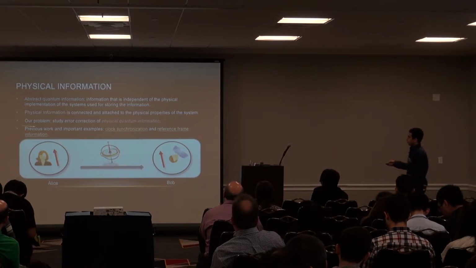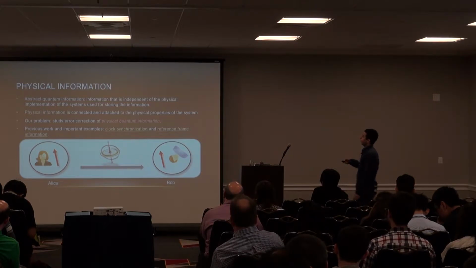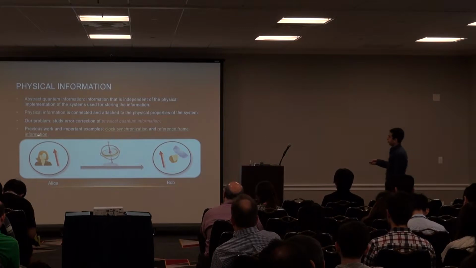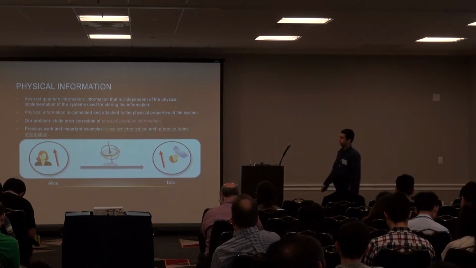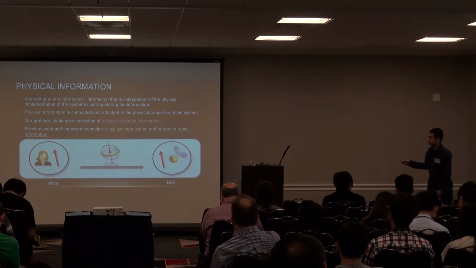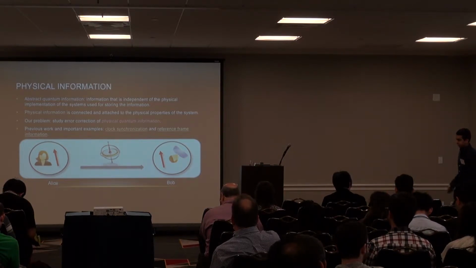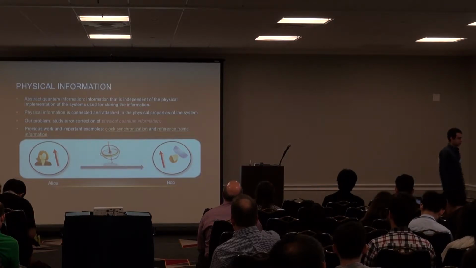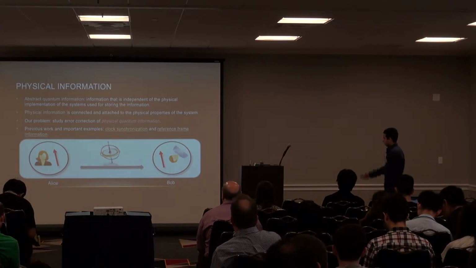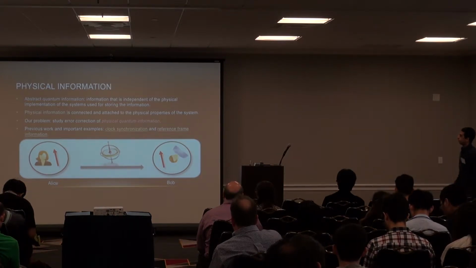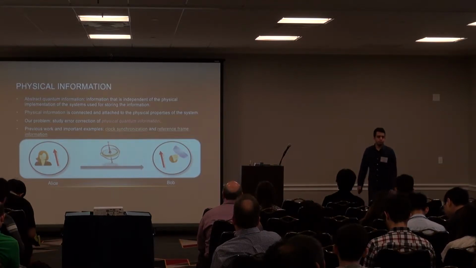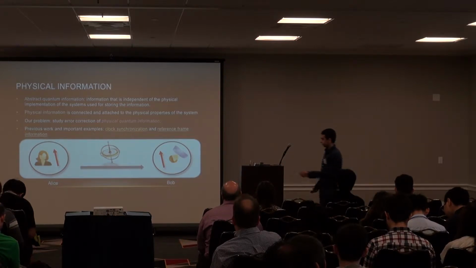The subject of our talk is going to be studying the error correction of physical quantum information. I have to mention that there have been previous important works on this topic. One is clock synchronization, and of course, reference frame quantum information. Many of these topics fit very nicely in the framework of the resource theory of asymmetry. In the next slide, I will talk about what I exactly mean by error correction of reference frame information.